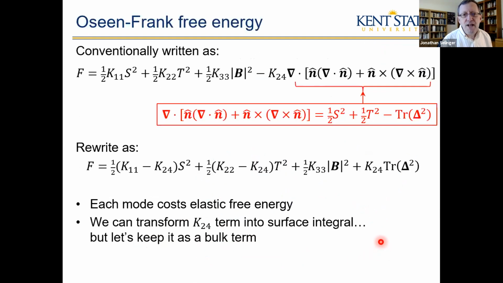Now in terms of those 4 normal modes, the Oseen-Frank free energy can be written like this: something times splay squared, something times twist squared, something times bend squared, something times this delta squared. So it's a sum of squares, as an elastic free energy ought to be. That is step 1.